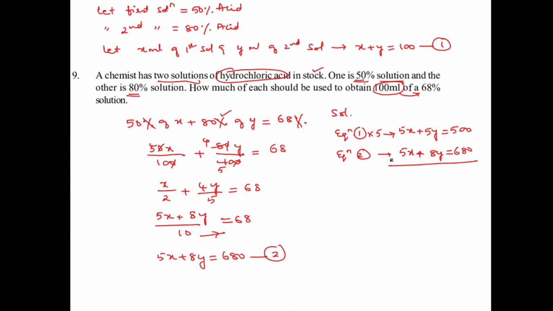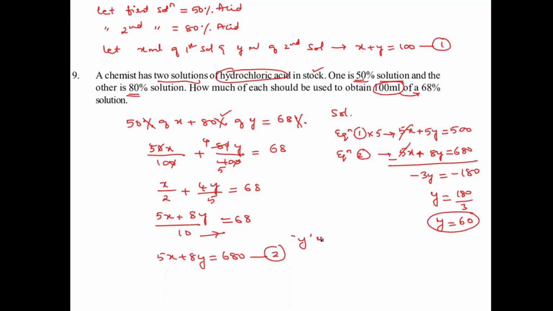Now subtracting, the 5x is removed. Subtracting this one, we get minus 3y equals minus 180. So that y is equal to what? 180 by 3. So at last I can write y is equal to 60. Hope this is clear.